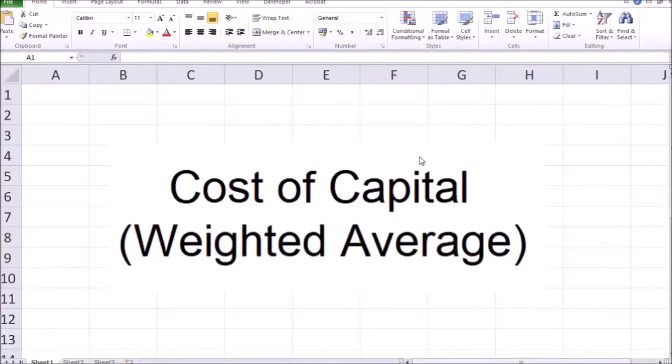Cost of capital, more specifically weighted average cost of capital. What is it? How is it used? Where is it used? And how is it calculated? That's what we're going to talk about today, and welcome to My Finance Teacher.